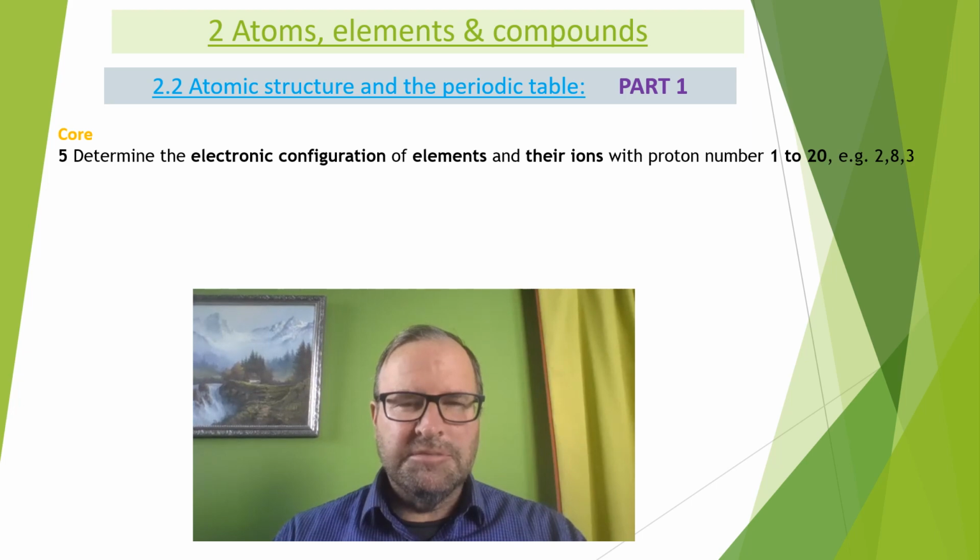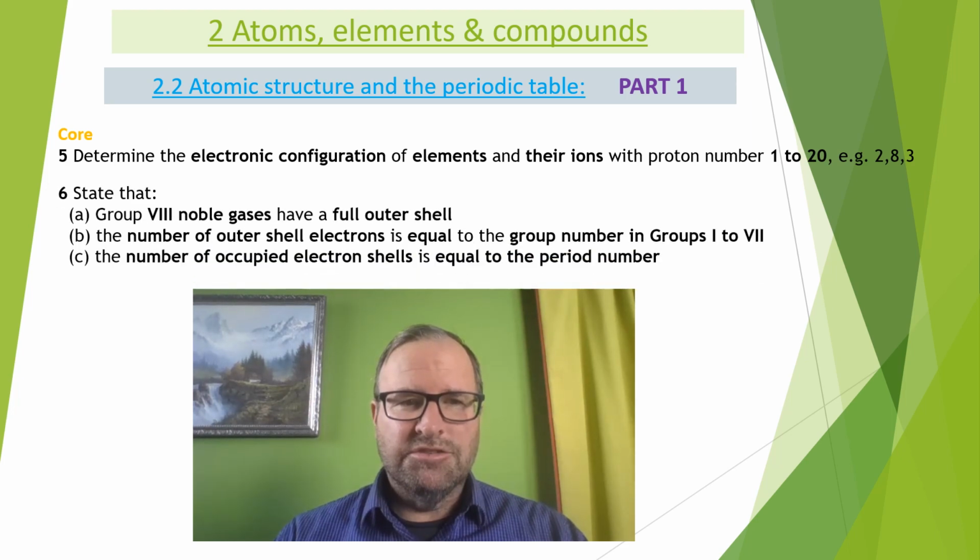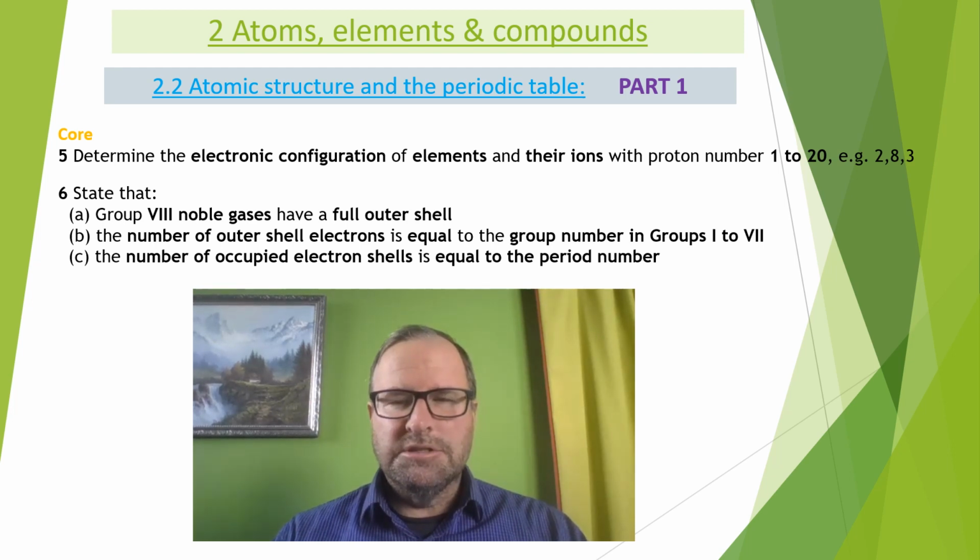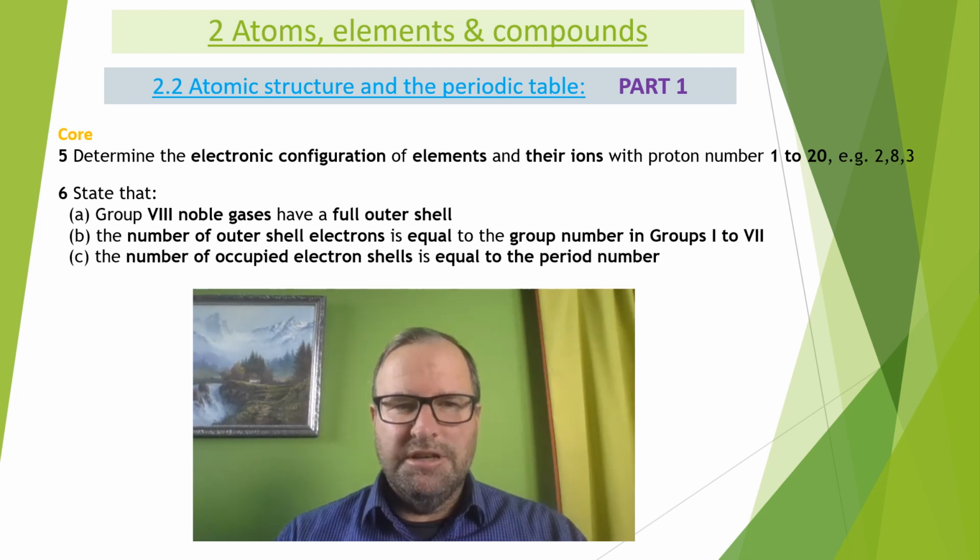So here are the learning outcomes that we'll be concentrating on in this part 1 series. Determine the electronic configuration of elements and their ions with proton number 1 to 20, and as an example there, 2,8,3. And in part 2, we'll state that the group 7 noble gases have a full outer shell, the number of outer shell electrons equals the group number in groups 1 to 7, and the number of occupied electron shells is equal to the period number.